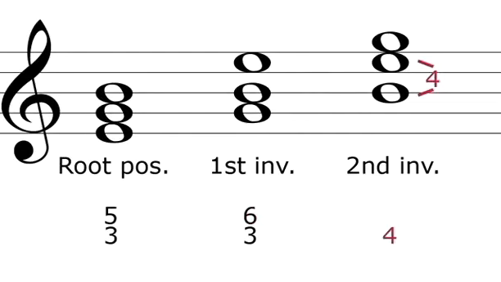In our second inversion triad, we no longer have a third above the bass. Instead, the interval between the bass and the next note up is a fourth. And we still have a sixth between the bass and the top note. These pairs of numbers are unique, so we can use them to identify our inversions. However, we're abbreviating, so let's go further.